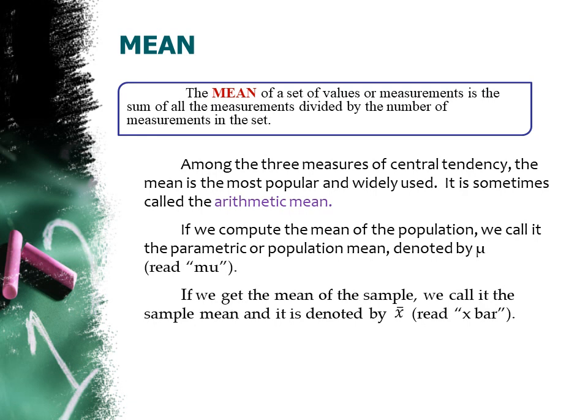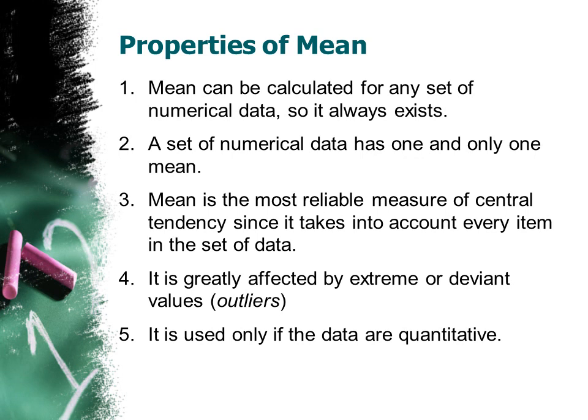If we compute the mean of the population, we call it the parametric or population mean, denoted by mu. This is read as mu. But more specifically, because we are not dealing with a population, we will be familiar with x bar. We will get the mean of the sample, denoted by x bar. You have to add the numbers and then divide by the number of addends.